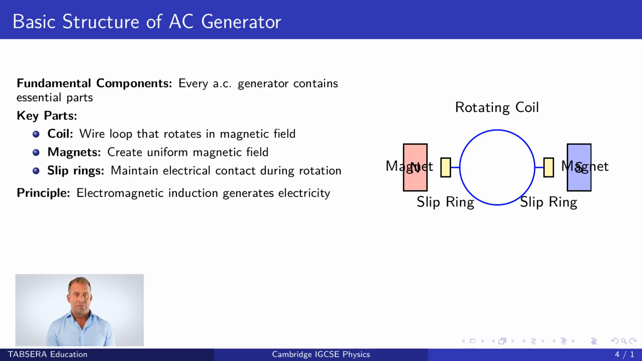The operating principle is electromagnetic induction, discovered by Faraday. When the coil rotates, it cuts through magnetic field lines, generating electricity. The diagram shows how these components are arranged, with the coil positioned between the magnets and connected to slip rings for external circuit connection.